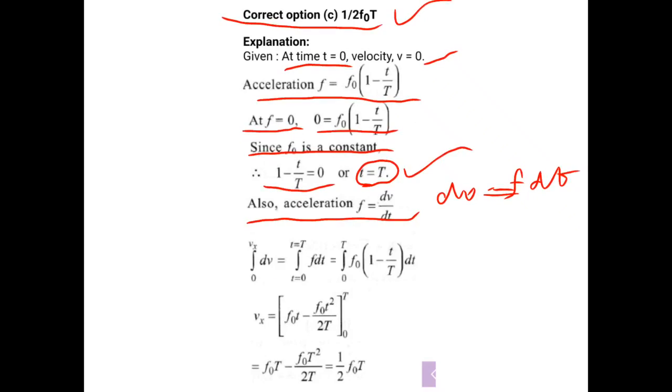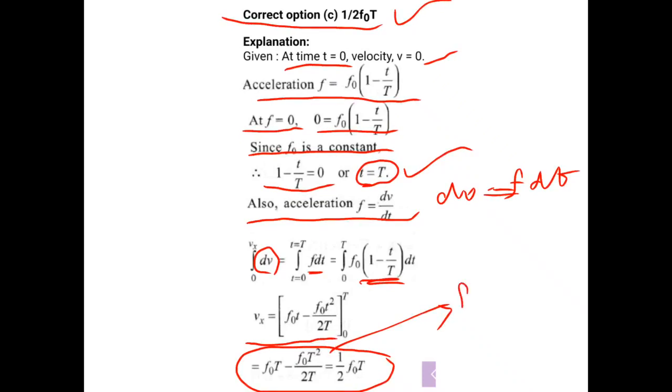So if you substitute the value of dv here, F dt, then you know the value of F here, you substitute here. So you will get this. Limit you apply from 0 to T, capital T. So you will get F0 T minus F0 T square by T. Here you see in the numerator T square, in the denominator T is there. So T T cancelled.